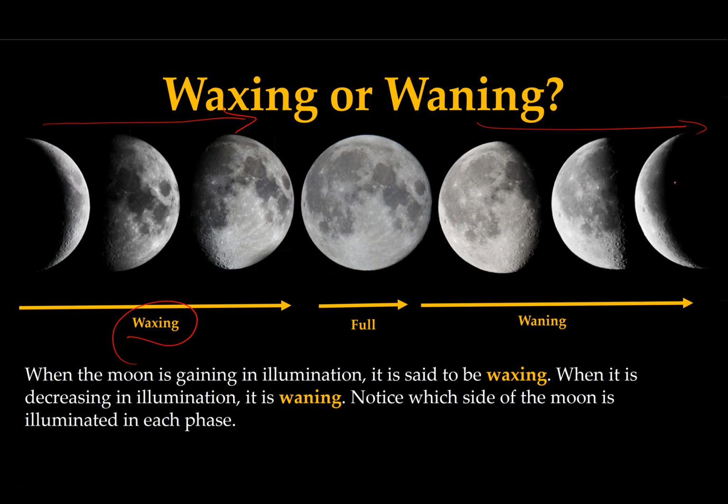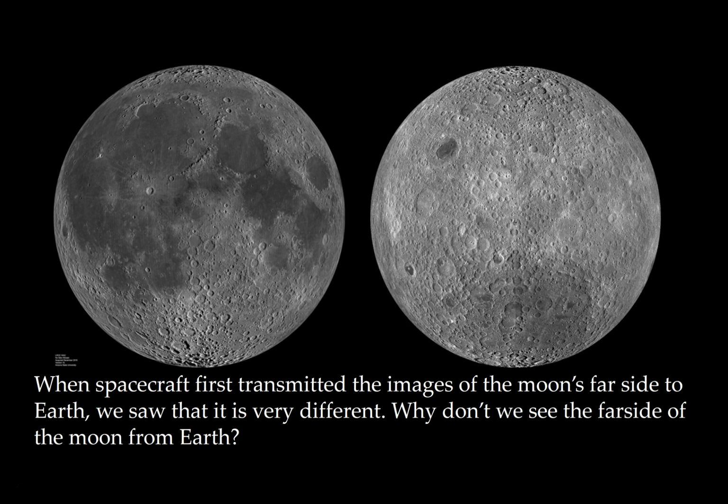So whenever you look up into the night sky and you're trying to determine if it's waxing or waning, all you have to do is say if it's the right side that is illuminated, that is going to be your waxing. And if it's the left side, then it's basically waning. Okay. One thing that you're going to notice is every time you look up into the night sky, this is the side that we actually see. We never get to see this side. Only astronauts have got to see what is called the far side of the moon.